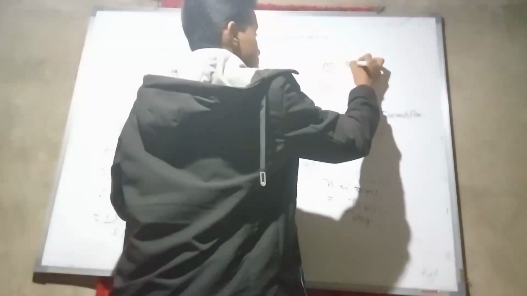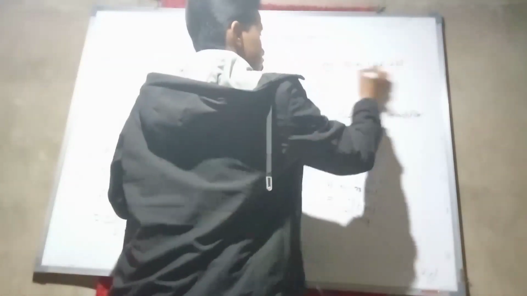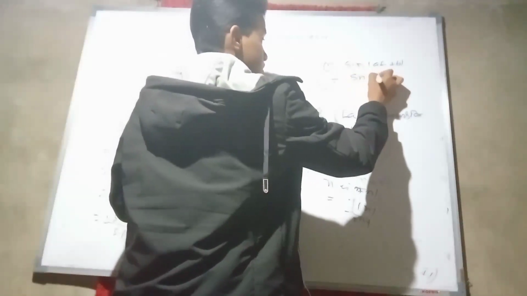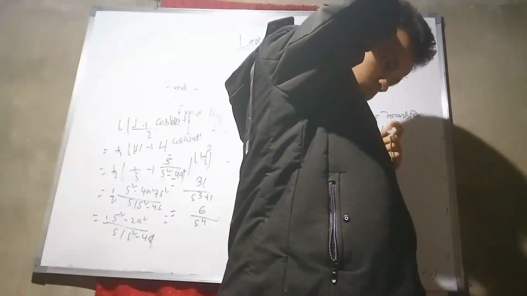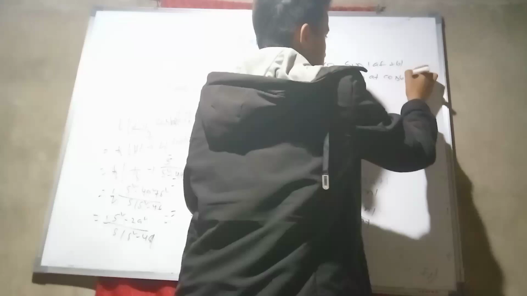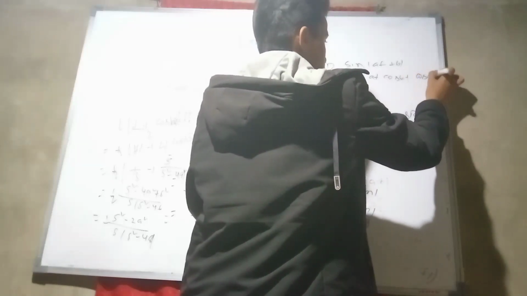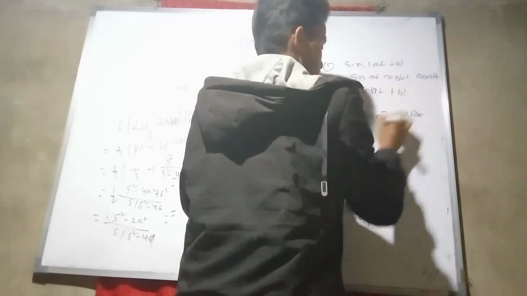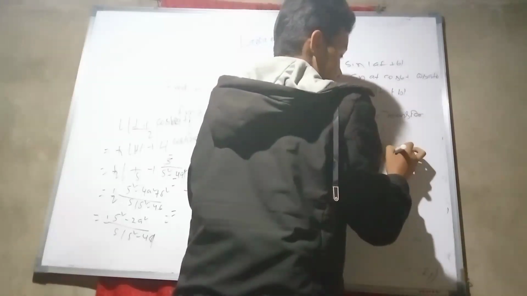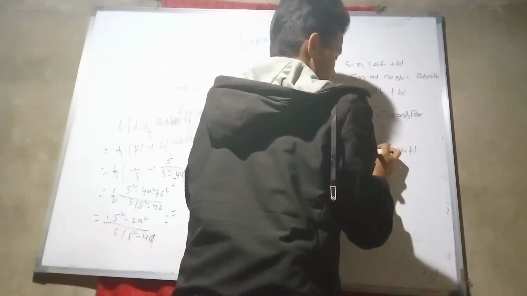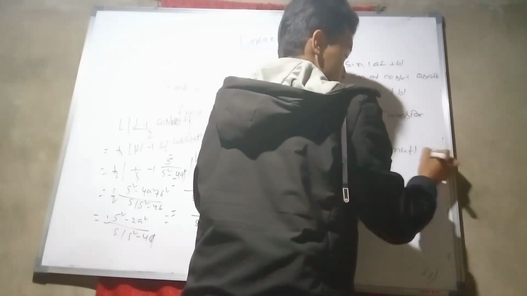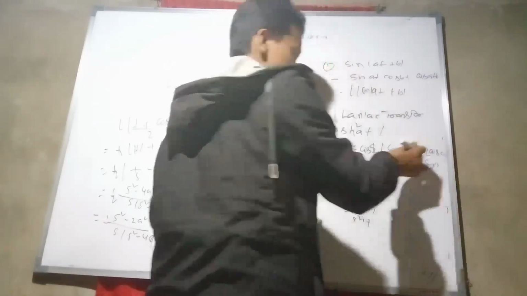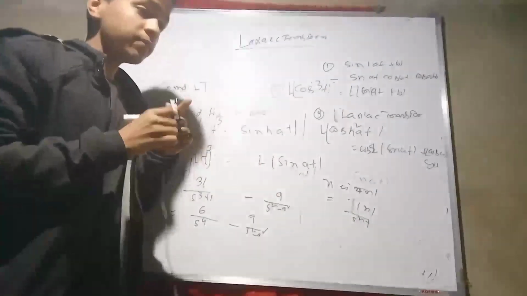Find the Laplace transform of sin(at plus b). I am given here. Sin(at plus b) is nothing but sin at cos b plus cos at sin b. So the Laplace transform of sin(at plus b) will be the Laplace transform of sin at times cos b, plus the Laplace transform of cos at times sin b. So you can find the Laplace transform. So we have done the Laplace transform.